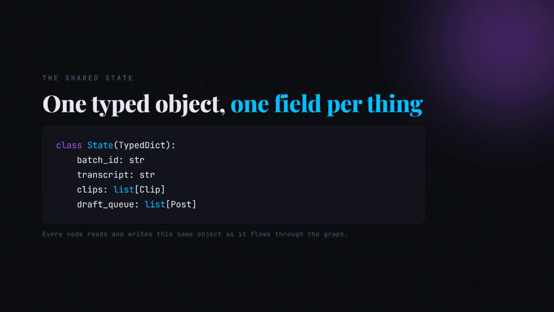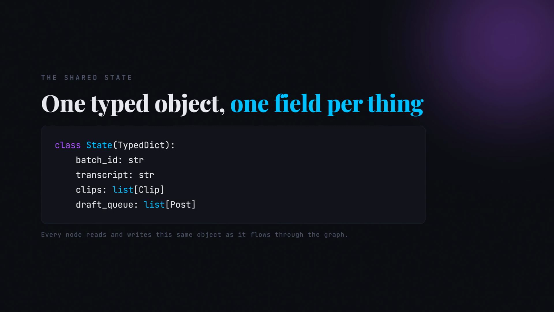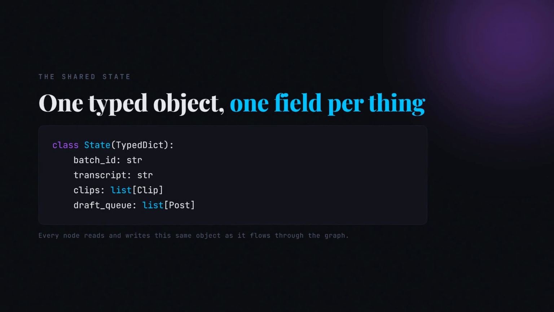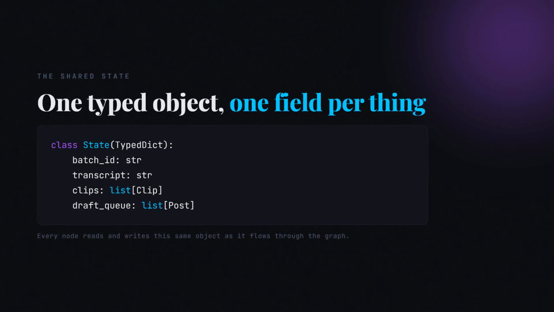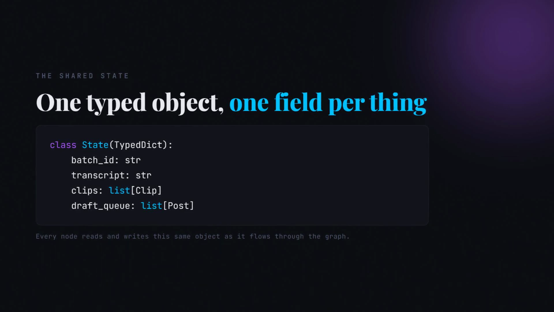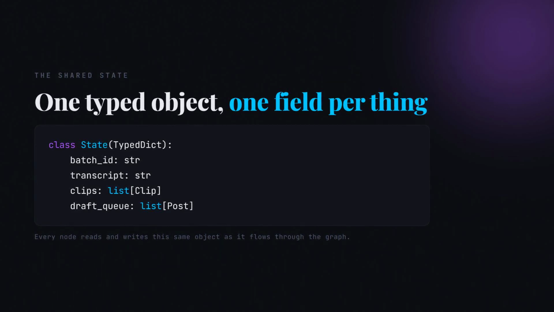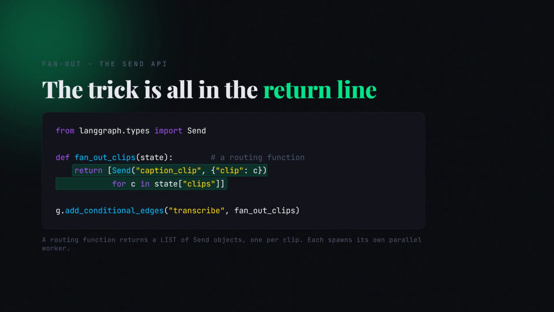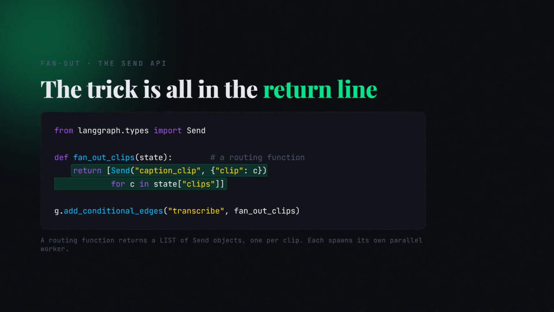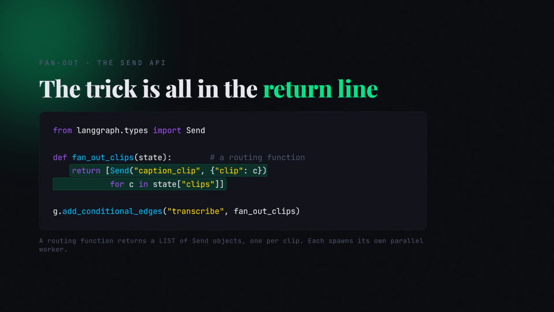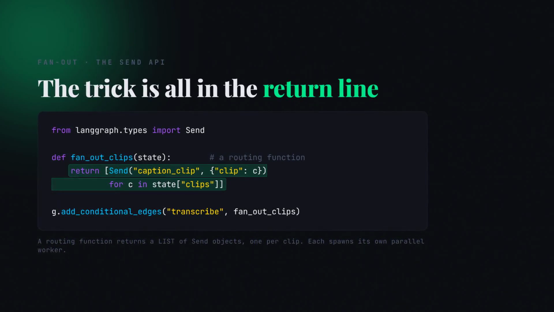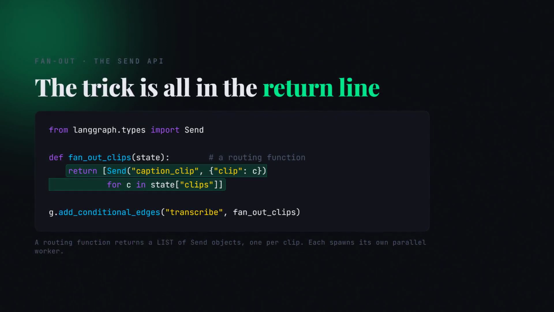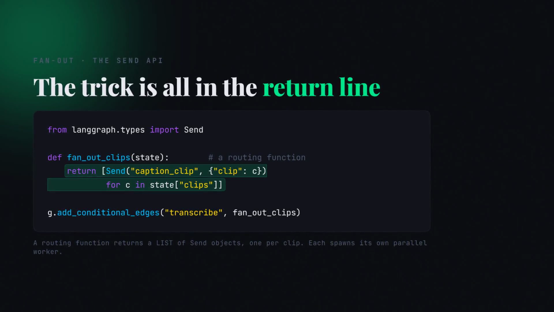Every node reads and writes one shared state object, and defining it is code you already know how to write. It's a typed dict, one class, one field per thing the pipeline cares about. Right here, the batch metadata, the transcript, the clip list, the draft queues. For the fan out itself, LangGraph gives you the send API. You write a little routing function, and the trick is all in its return line. Look at this. Instead of naming one next node, it returns a list of send objects, one per clip, and every send spawns its own parallel worker.